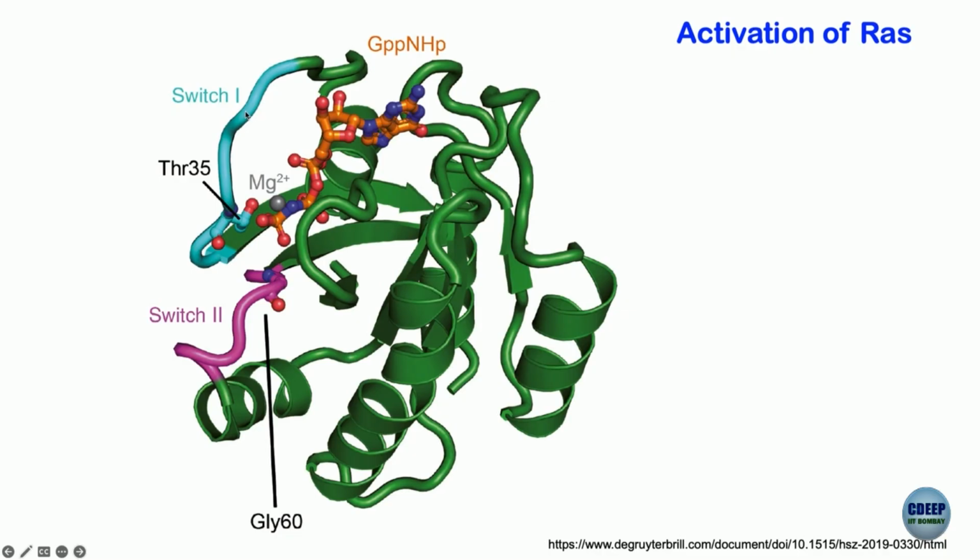Cyan color, okay. This cyan color is switch 1 and this magenta is switch 2 color. Sorry, cyan color, magenta is switch 2. Is it fine? Everybody can see this. Now, your GPP and PHP is nothing but when they resolve the structures, they use non-hydrolyzable forms of GTP.